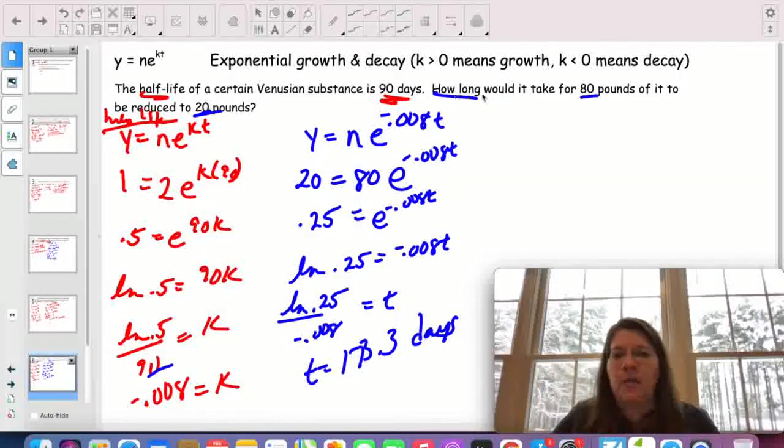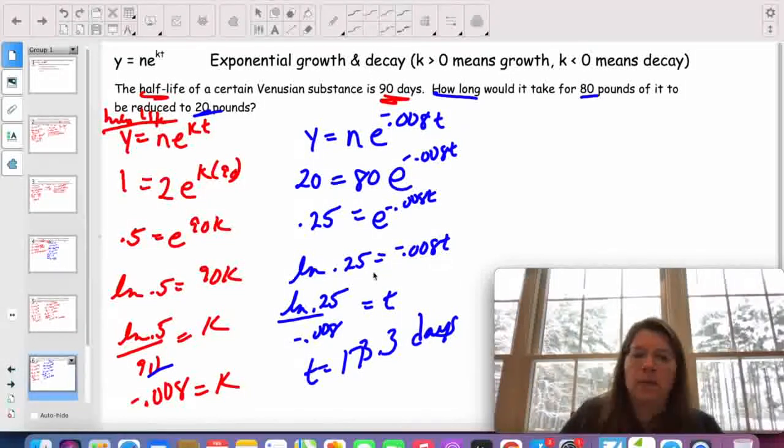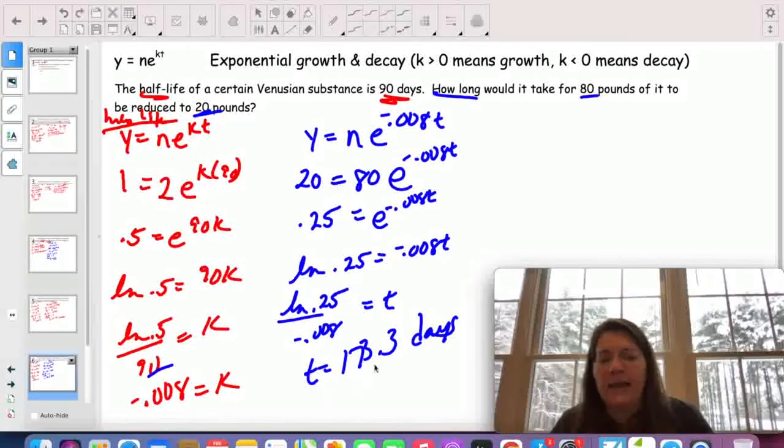Then it asks how long. So they're asking us to find a time. How long does it take for 80 pounds to reduce to 20 pounds? So we start with 80. We want to know how long it takes to reduce the final amount to 20. So if I put that in and divide by the 80, I get 0.25. That equals e to the negative 0.008t. I put a natural log in front to solve the exponential equation, and then divide by the negative 0.008, put that into Desmos, and I ended up with t equals 173.3 days.